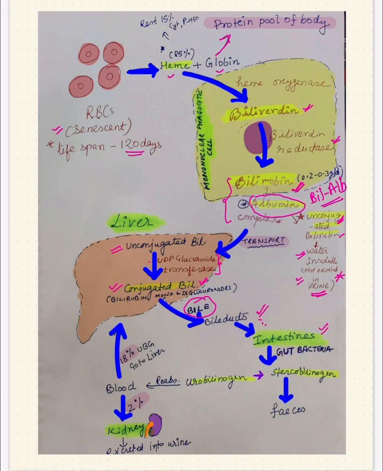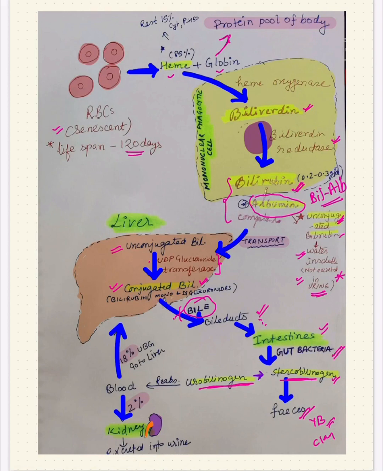Now conjugated bilirubin in the intestine is acted upon by the bacteria present in the gut, and there it is converted to urobilinogen, which is further converted to stercobilinogen. This stercobilinogen comes out in the feces, and it gives the yellowish brown color to the feces. So in obstructive jaundice, when there is obstruction to the bile flow into the intestine, you get clay colored or very pale stools, because at that time the stercobilinogen is not formed in the gut.